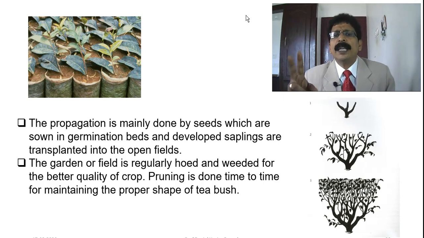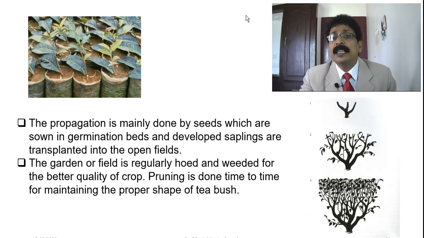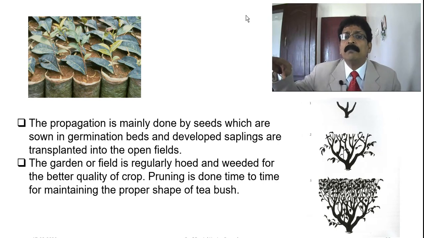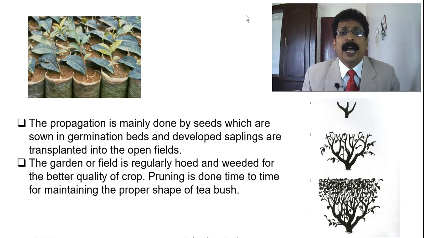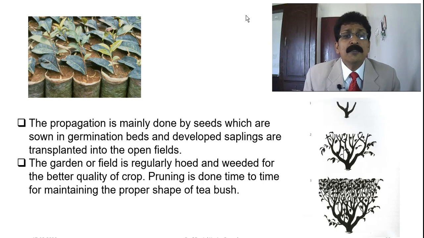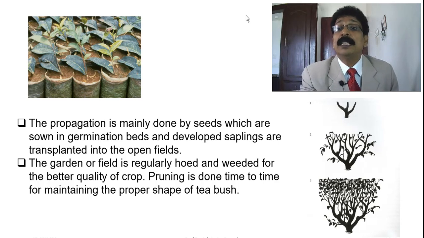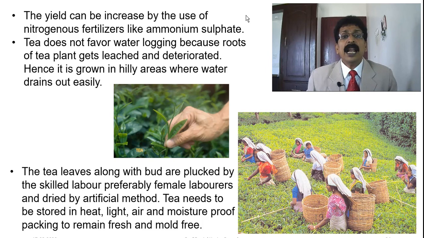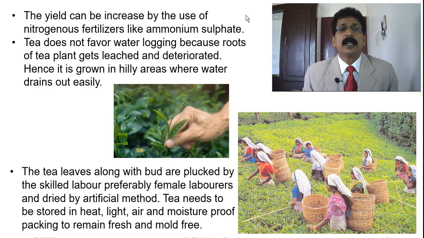Pruning. Every time pruning should be done. The picture shows a pruning plant, you see, there is a pruned stem. Pruning should be done from time to time for maintaining proper shape of the tea bush, and also it will be easy for the workers to collect the plant. The yield can be increased by using nitrogenous fertilizers like ammonium sulfate.